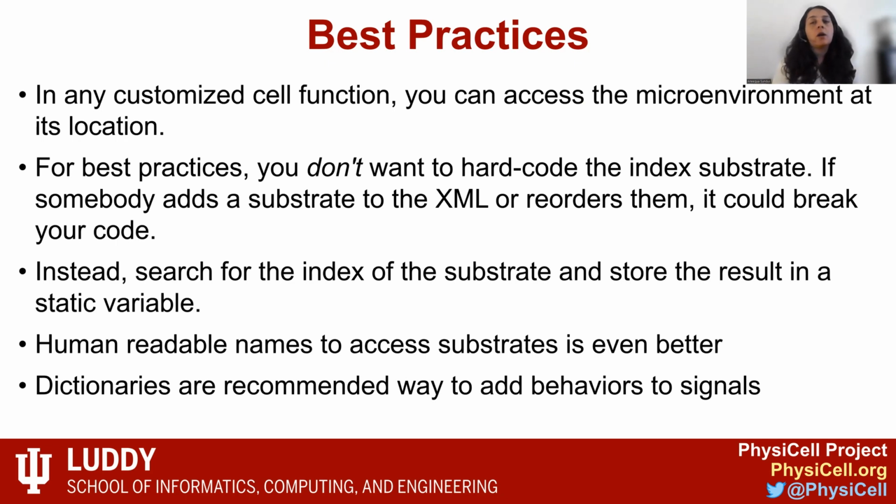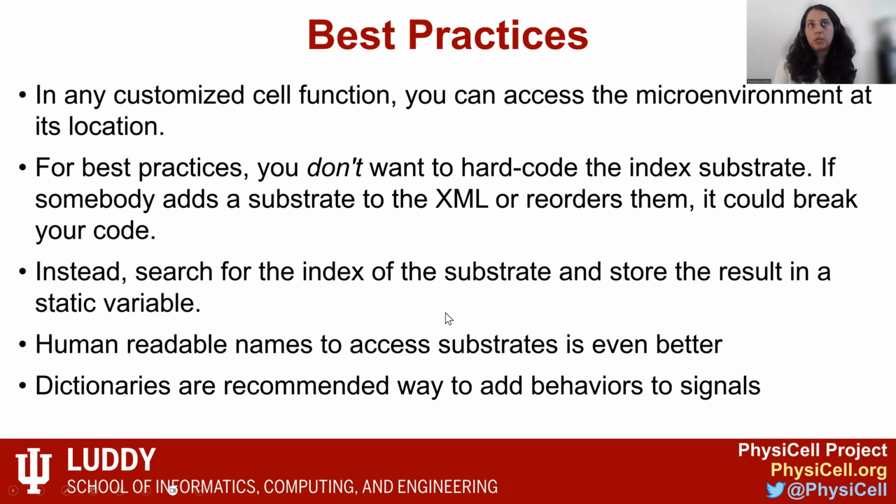We don't want you to hard code the substrate indices, because that would not be a good practice. If somebody changes the substrates, or if you delete some substrates and all the indices of the substrates are different, that can affect your code. So every time you want to access a substrate, get the substrate by the human readable name, and then work from there. What you will do is search for the index of the substrate and store the result in a static variable, so it will not be accessed every time in the loop.